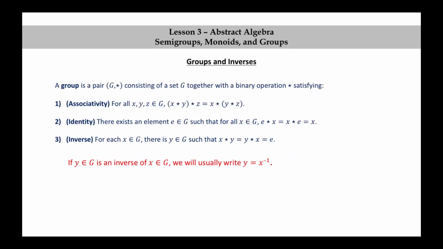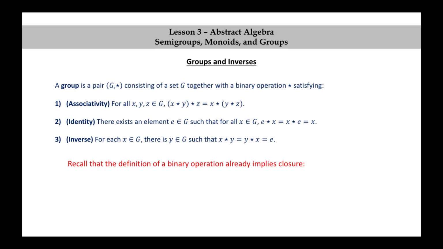If y in G is an inverse of x in G, we will usually write y as x with an exponent of -1, and we pronounce that "x inverse". So we have y equals x inverse. So x * x⁻¹ is equal to x⁻¹ * x is equal to e. And of course here we're assuming that x inverse exists. In a group, for every x, x inverse will always exist.